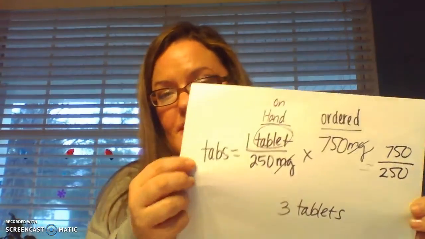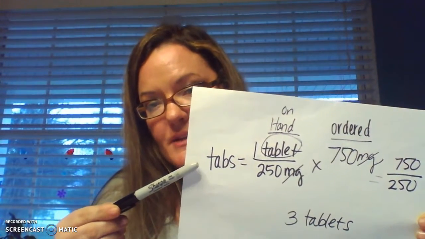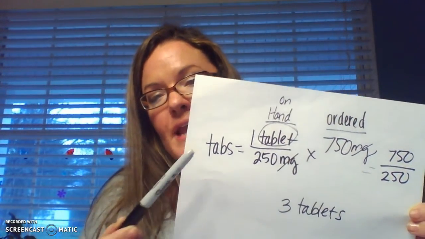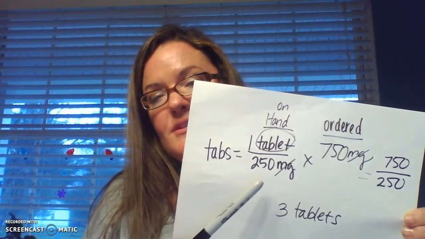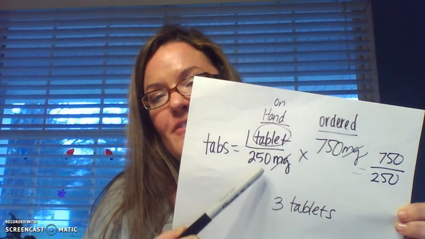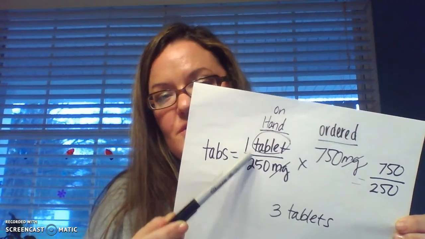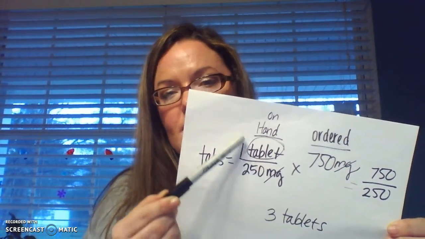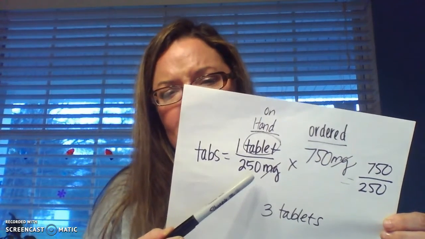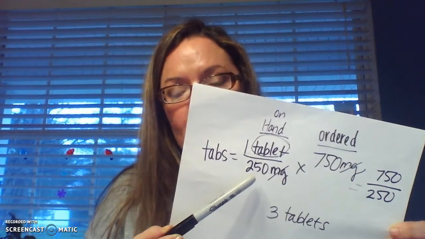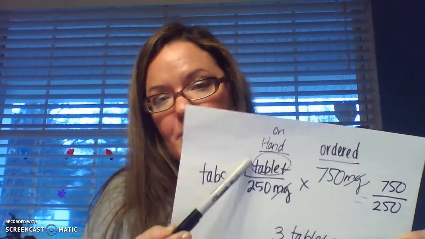So in this case, that's going to be tablets. I want to know how many tablets I am going to give. Now, in your next column in dimensional analysis, you're going to put, what do I have on hand? What kind of shape or form does my medication, fluid, whatever it is, come in? In this case, it's going to be 1 tablet has 250 milligrams.